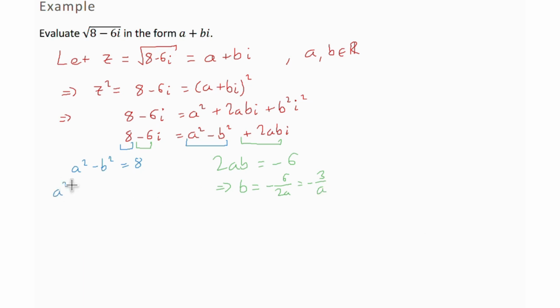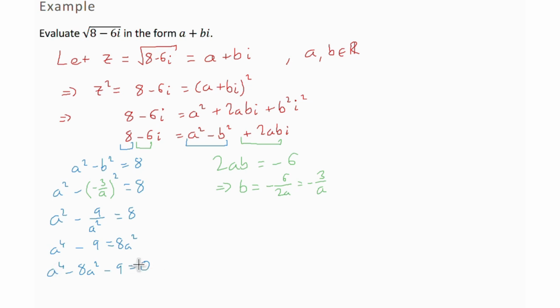And substitute that in over here is going to give us, let's do that in the color so we can color code it, -3 over a, and all of that is being squared. And we can now solve this equation because this only has one unknown. This is a squared minus 9 over a squared is equal to 8. So that's a to the 4 minus 9 equals 8a squared, or a to the 4 minus 8a squared minus 9 equals 0.